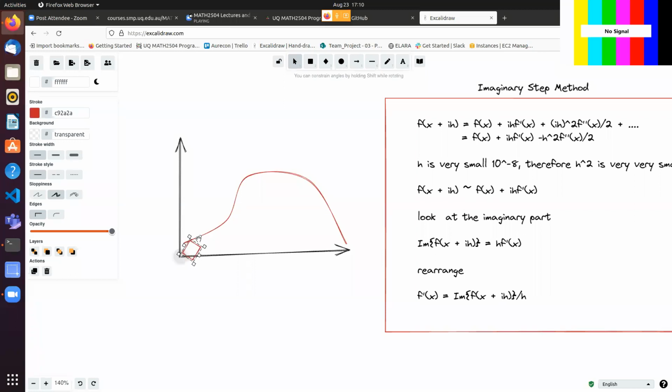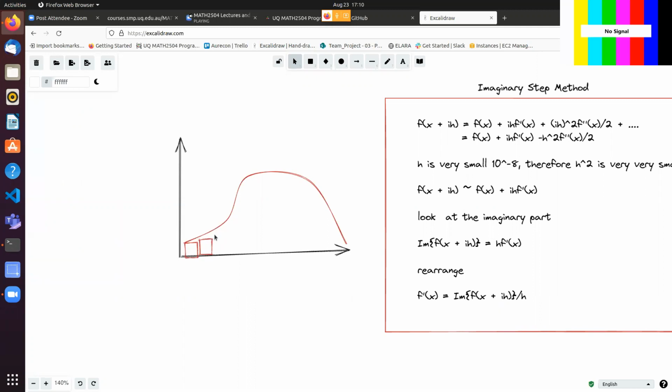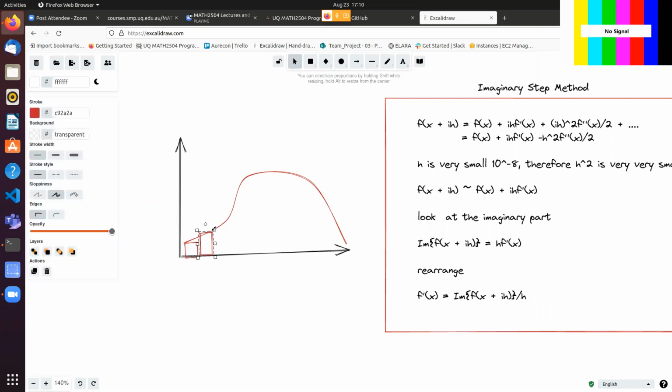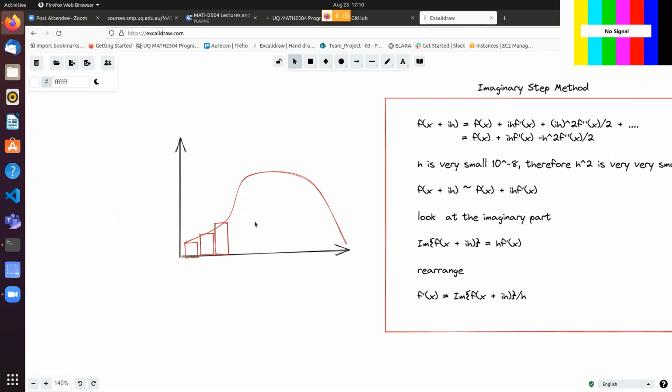So, a sum of little boxes, just this straight Riemann sum idea that you would have seen in maths a lot of times. You just make boxes and add them up. That's the first thing you might try. Now that's generally a little bit terrible.